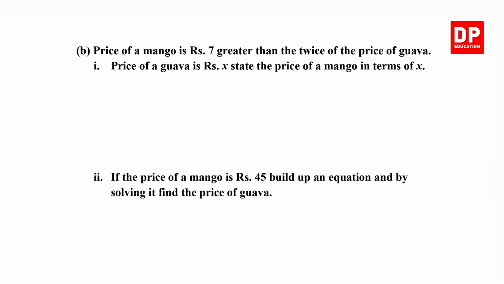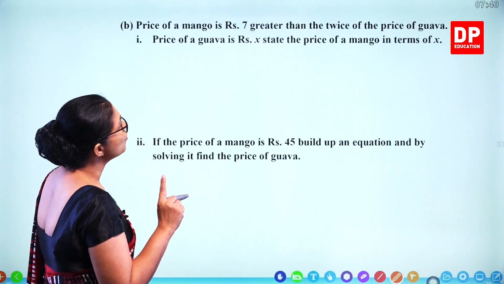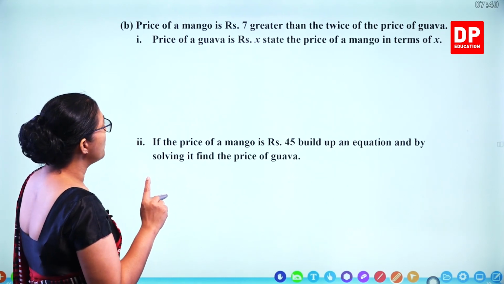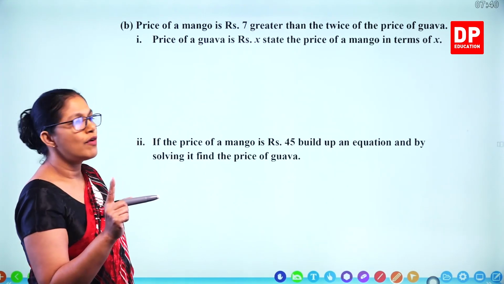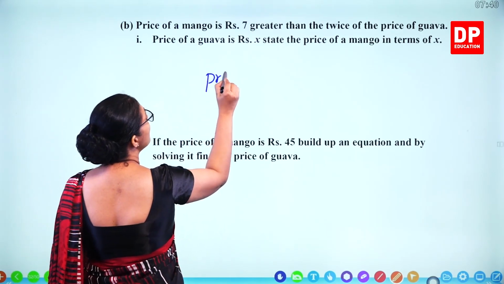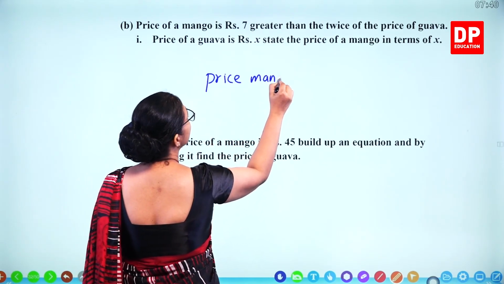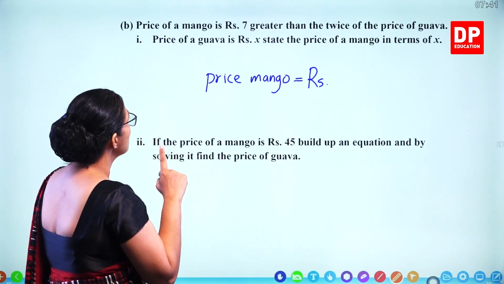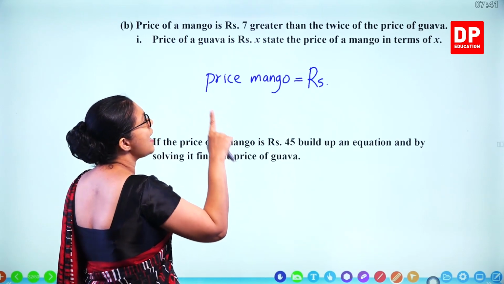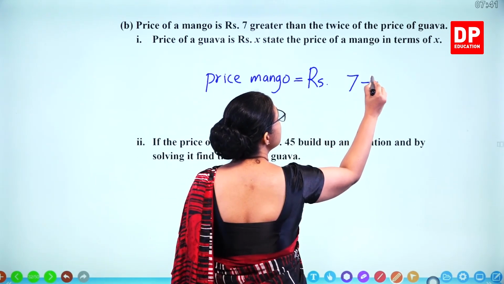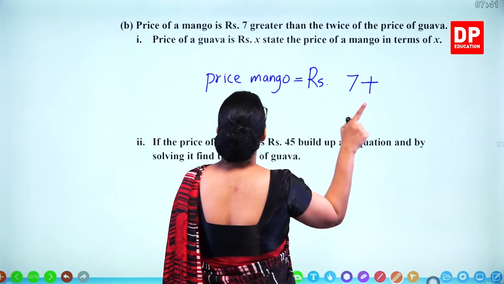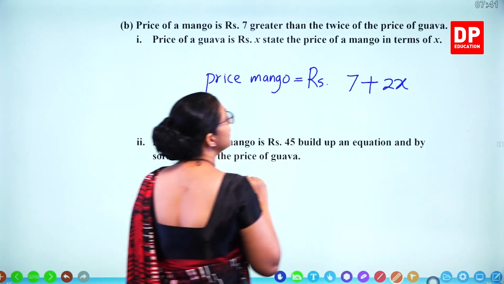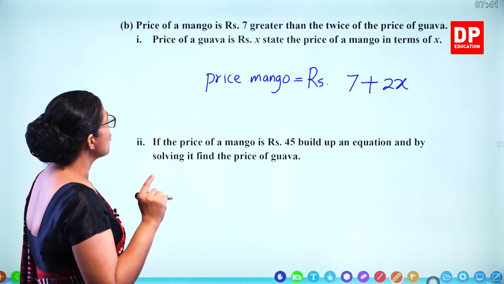Part B. Price of a mango is 7 greater than twice the price of a guava. Price of a guava is x rupees. State the price of mango in terms of x. So the price of mango is, this is in rupees. Again we'll read, price of a mango is 7 greater than, that's plus, twice the price of guava. Price of the guava is x, 2x. That's the price of mango.